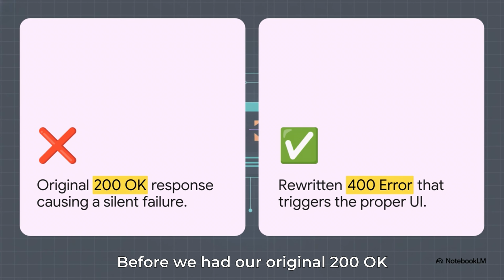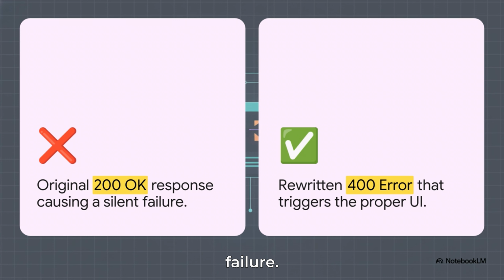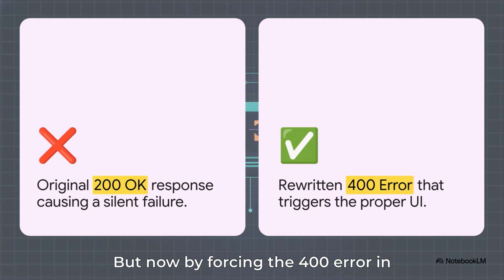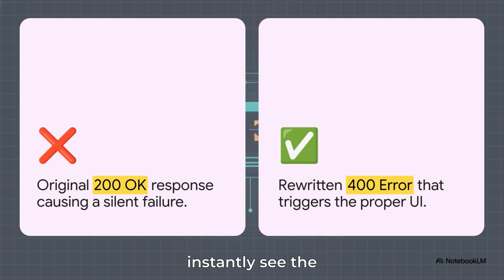Before, we had our original 200 OK response causing that incredibly frustrating silent failure. But now, by forcing the 400 error in real time using our rewrite rule, we instantly see the app correctly catch the error and display a payment failed dialog to the user. We just validated our front-end error handling dynamically on the fly.